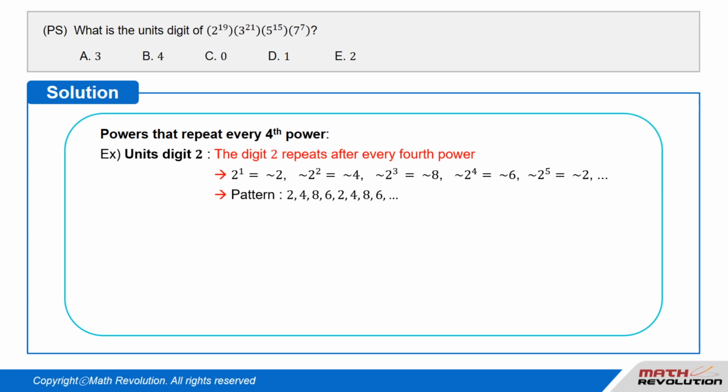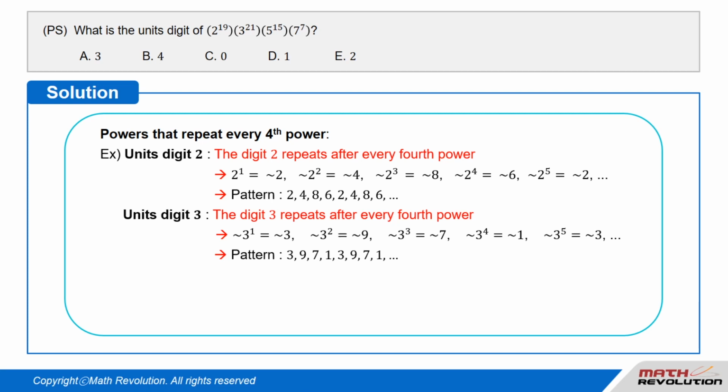In these examples, the units digit has a cycle that is repeated after every fourth power. Units digit 2. The digit 2 repeats after every fourth power. That is, 2 to the power of 1 equals 2, 2 to the power of 2 equals 4, 2 to the power of 3 equals 8, 2 to the power of 4 equals 6, and 2 to the power of 5 equals 2, and so on. Thus, the pattern is 2, 4, 8, 6, 2, 4, 8, 6, and so on.